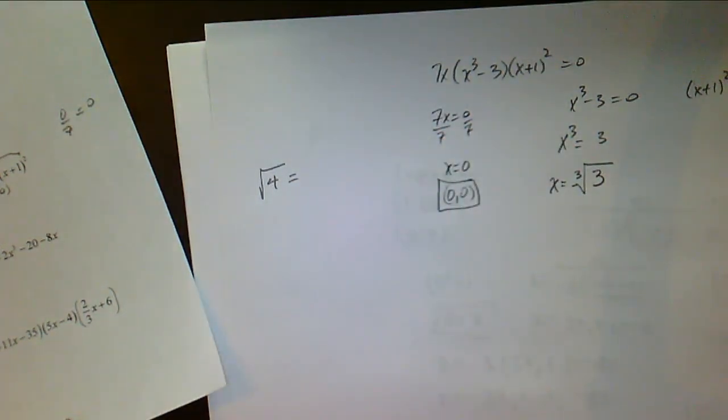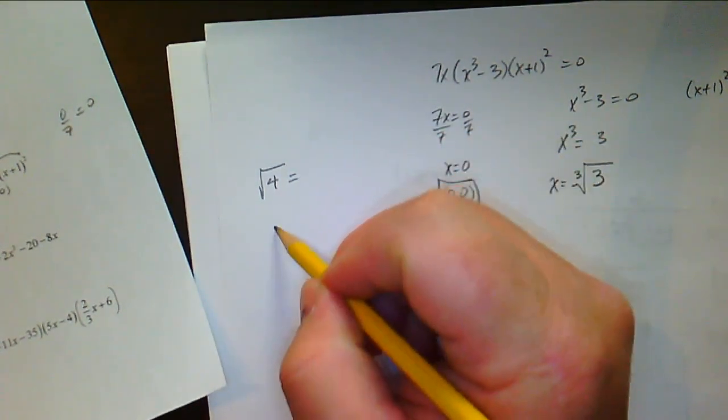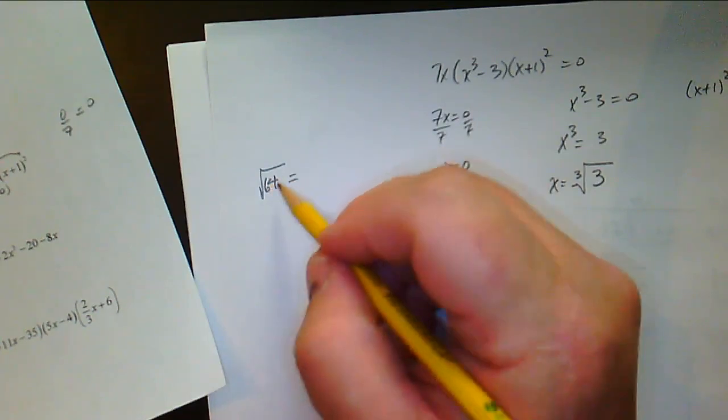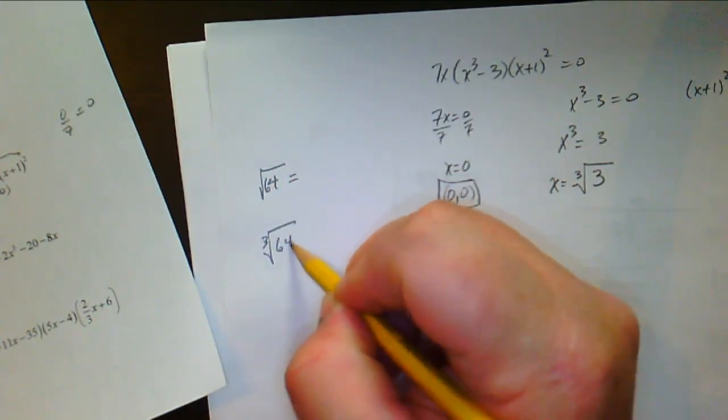The square root of 64. Let's do 64, I'll show you why in just a second, because we're also going to do the cube root of 64.